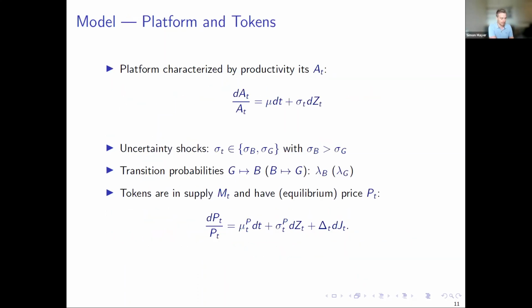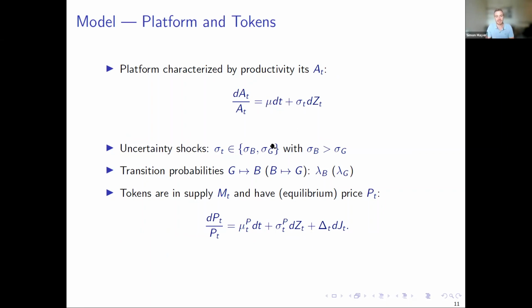Let me go into the model. In the interest of time, I skip some parts. The model is set in continuous time, and there's a common discount rate, which is R. The platform is characterized by its productivity A_t, which evolves according to a geometric Brownian motion. There's some drift, mu, and there's some volatility, sigma_t.